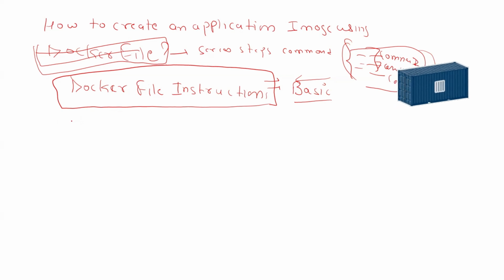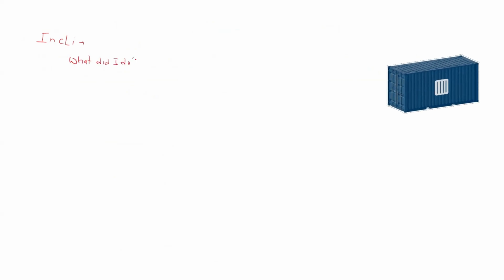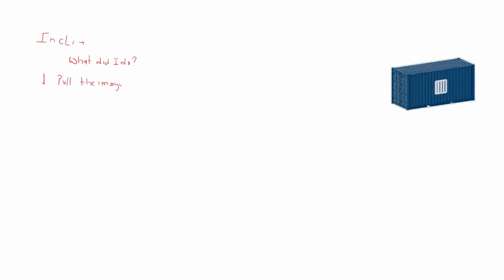What did I do very initially? Let me not jot it down here. So, in CLI, what did I do? The first thing, I just pulled the Ubuntu image, right? And built a container. And for that, I used the command docker run.